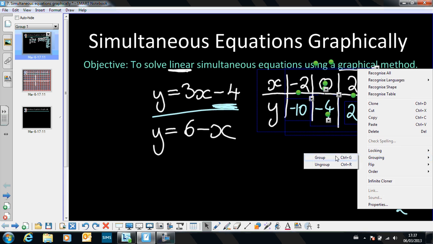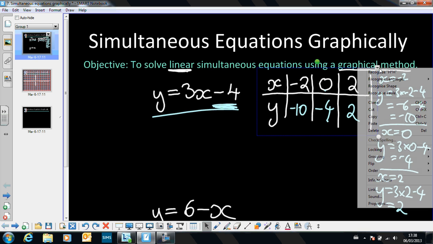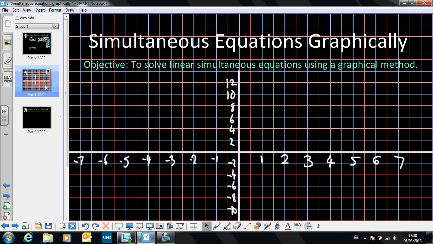So there's the 3 points that I'm going to plot. I'll have a look at this equation in a second. I'll just deal with the first equation first. We'll come back to that in just a tick. So did I just copy that? I can't remember. Let's copy that across.